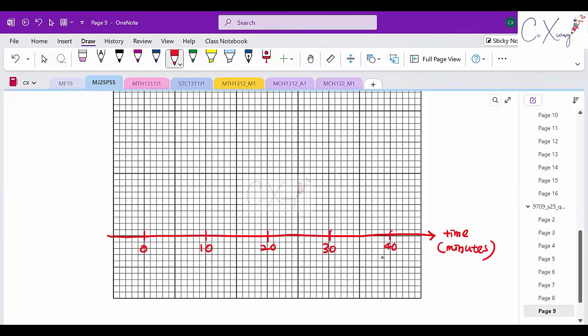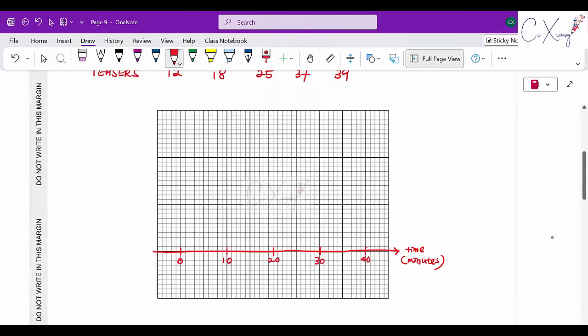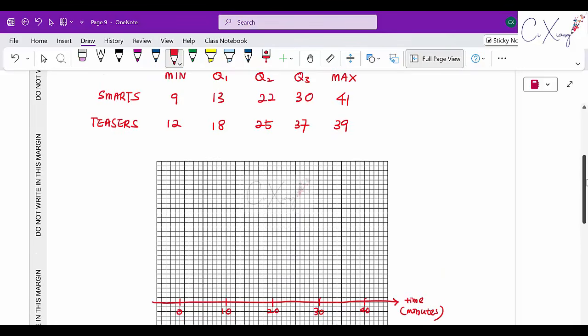Okay, so once you settle down all the scale here, then you can try to plot, put in all the diagram already, put in all the values. So let's start with the Smarts first. Minimum value is 9. So at 9, you try to draw the number line.